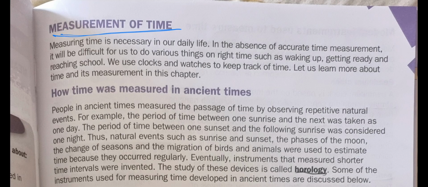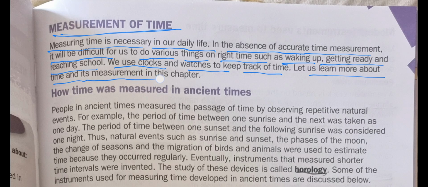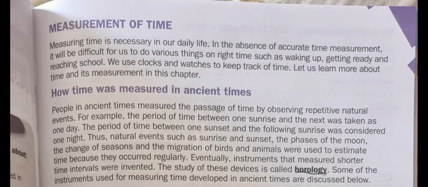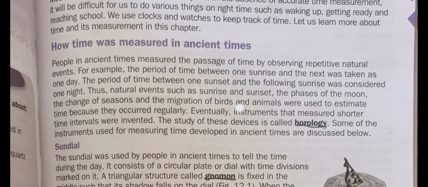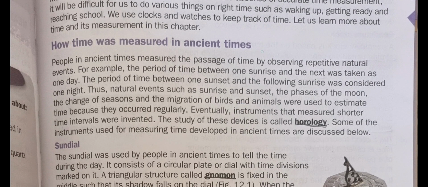Measurement of time. Measuring time is necessary in our daily life. In the absence of accurate time measurement, it will be difficult for us to do various things at the right time, such as waking up, getting ready and reaching school. We use clocks and watches to keep track of time. Let us learn more about time and its measurement in this chapter. How time was measured in ancient times.